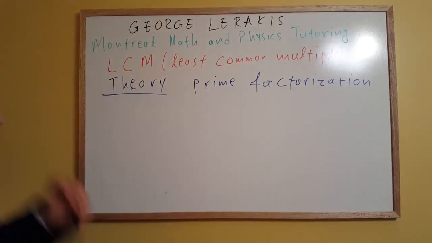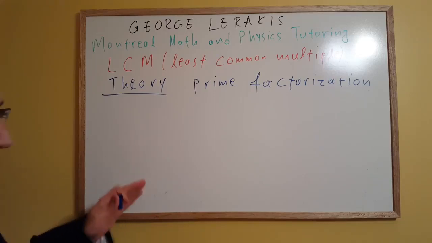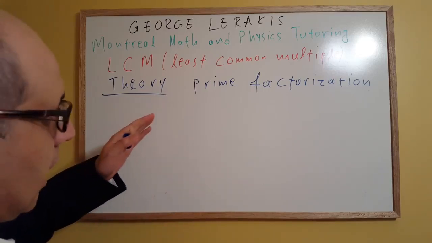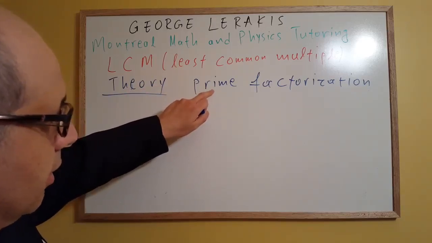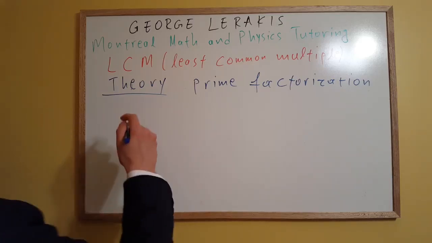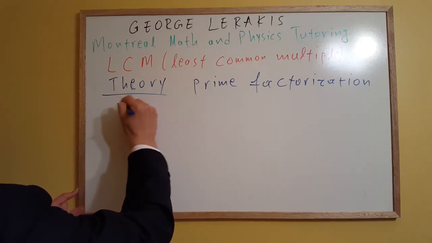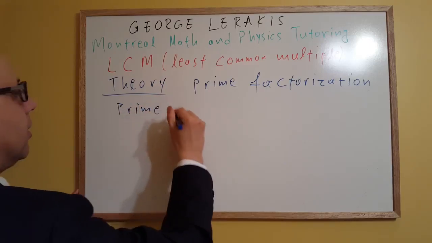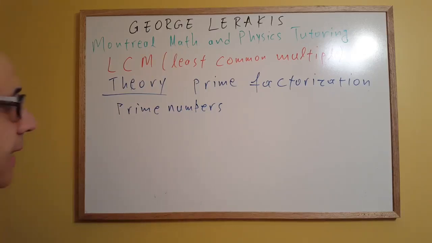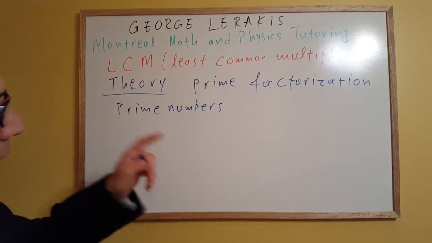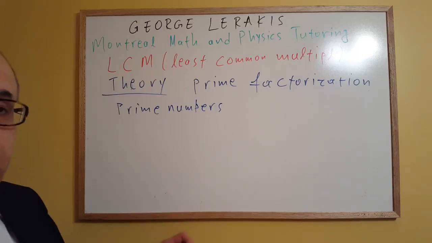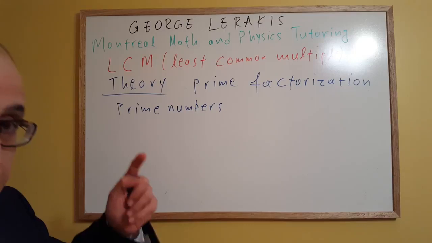Now, before we start with the two steps, just to make sure that everybody knows what this word means in math: prime numbers in math are the numbers that can only be divided by 1 or by themselves. No other number can divide them. So that's the definition of a prime number.